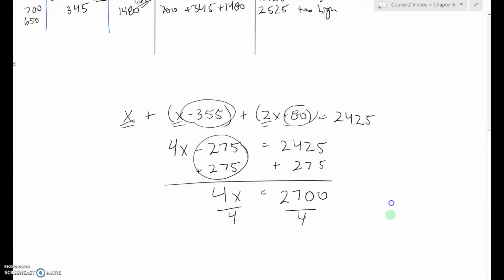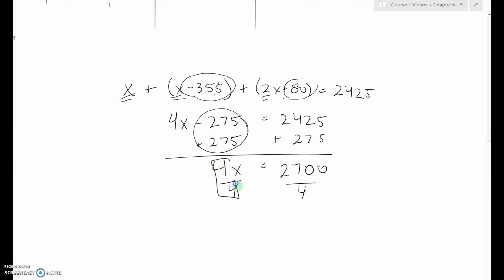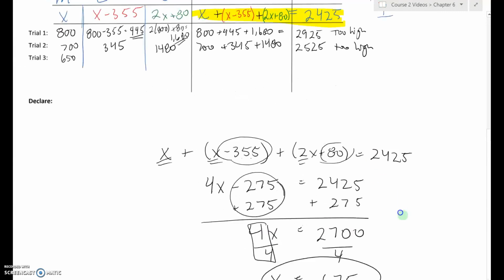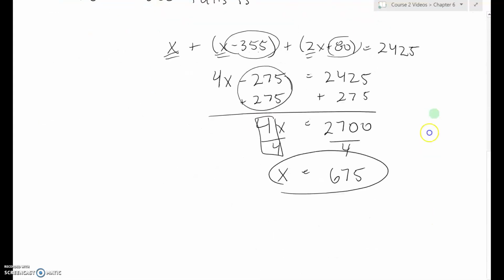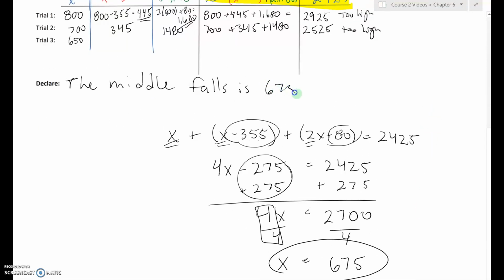Last step is we'll divide by 4. Let's just see what one of the middle falls is. Dividing by 4 gets us that x is 675. So I was close. So that's the middle falls. The middle falls is 675 feet.